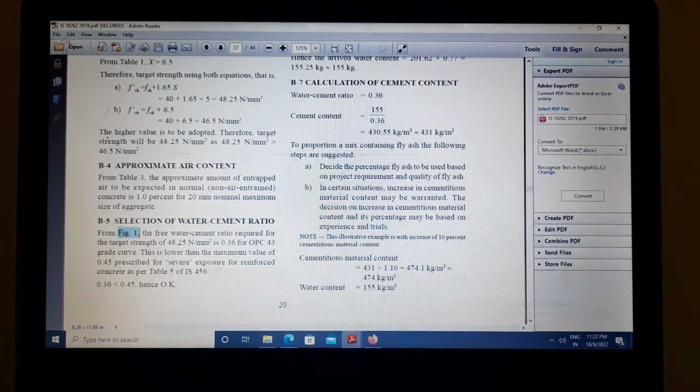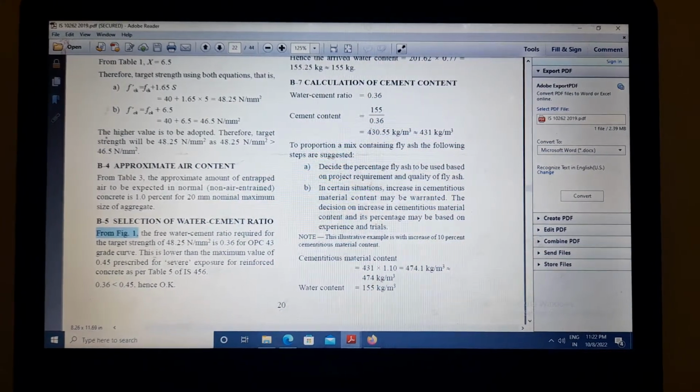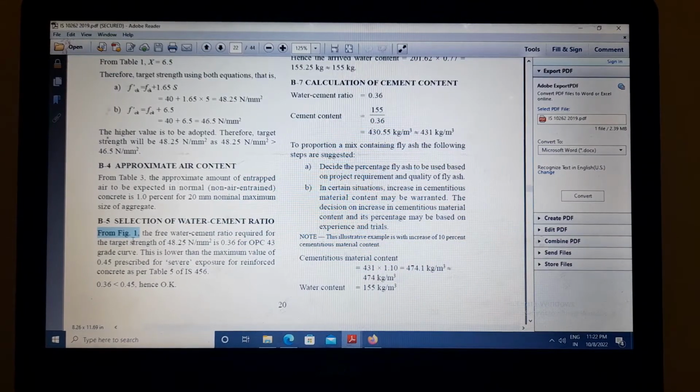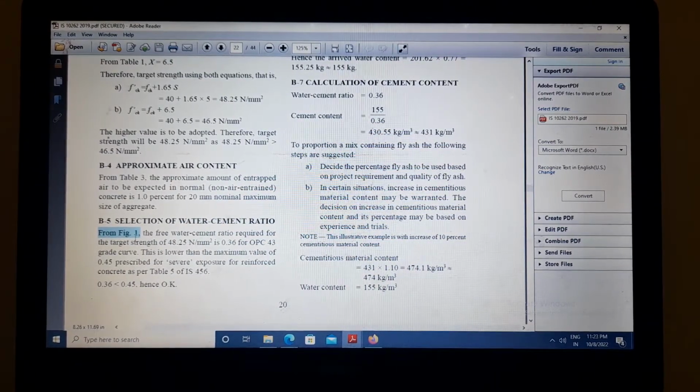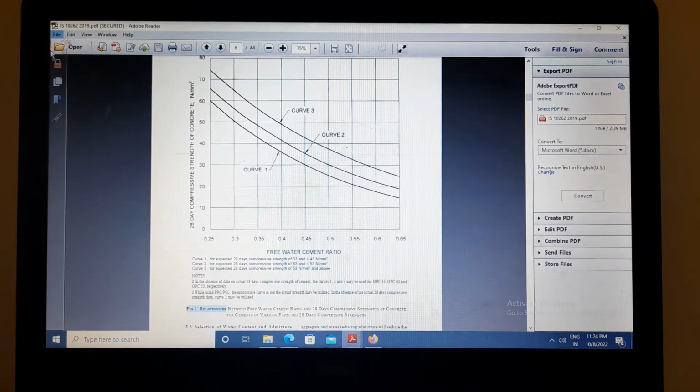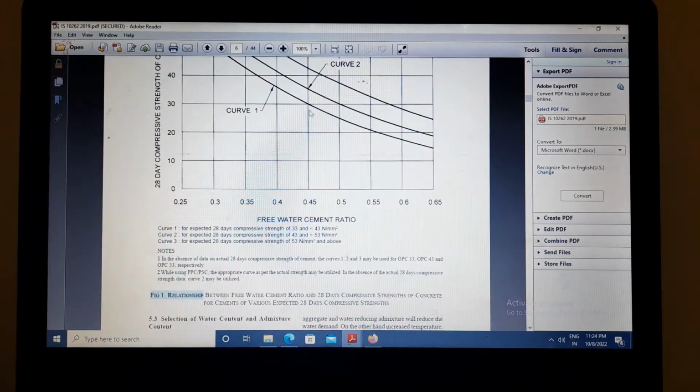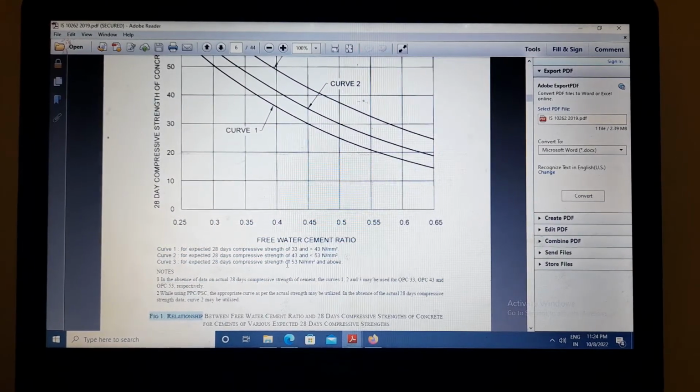Anyway, from figure 1 of IS 10262, we have a graph. From the graph, we can decide the required water cement ratio. Now I will show the figure 1 and accordingly we'll find out the required water cement ratio. Here you can see the figure 1. There are 3 curves in this graph. Curve 1 is for compressive strength of cement between 33 and 43, and curve 2 is for compressive strength 43 and 53. The third is for expected 28 days compressive strength of 53 grade.